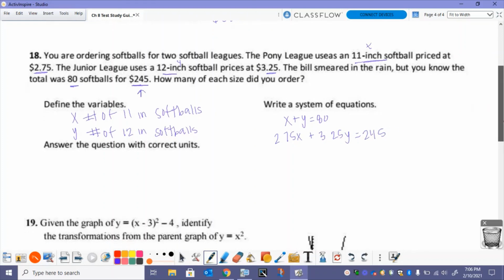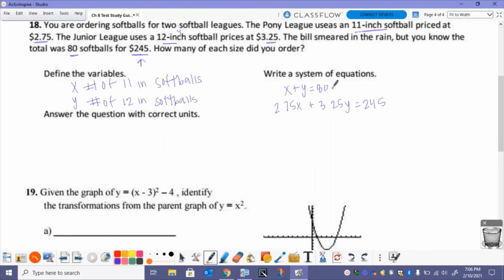All right, so now we can solve this first equation. Let's go ahead and solve it for Y. So we have X plus Y equals 80. And let's solve it for Y. So we're going to just subtract X.